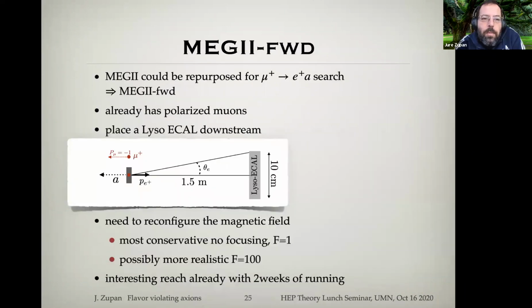All right, so here's our proposal for what MEG II could do. They also have polarized beams. You could repurpose the detector for the mu to e-A search. So we call this MEG II forward. And what you need to do is place an ECAL downstream from the target. So this is what's plotted here. The target is where this red point is, and then 1.5 meters away there's a nice spot where you could put an ECAL. And the bounds that I will show were obtained with a 10 centimeter LYSO ECAL.